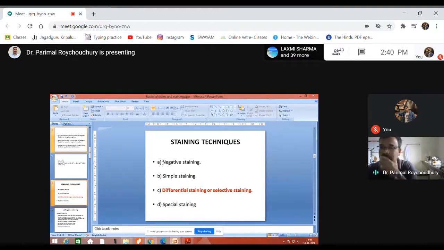The dye compounds are so big in size that they cannot enter through the wall of the bacteria, and the bacteria will not take any color. Rather, the background will take a color, black or dark, and the bacteria will be refractile. This is also a type of staining, what we call negative staining. As we will see in the subsequent slide, this staining technique is used to demonstrate the capsules of bacteria.